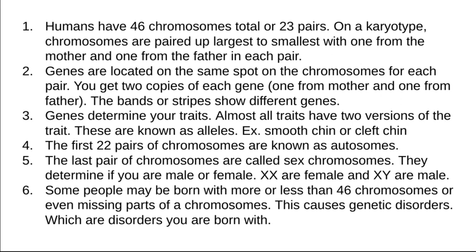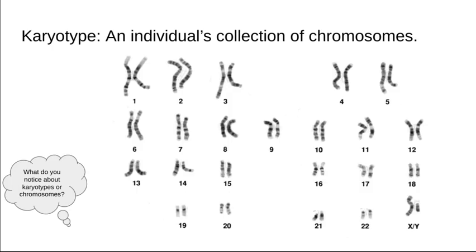Now the bands or the stripes show these different genes. Some stripes contain several genes. It's not just one gene for each little stripe. So again, you go back and you look. The genes, the dark areas, are in the same location on the same chromosome, because they pair together. Again, you do get two copies.